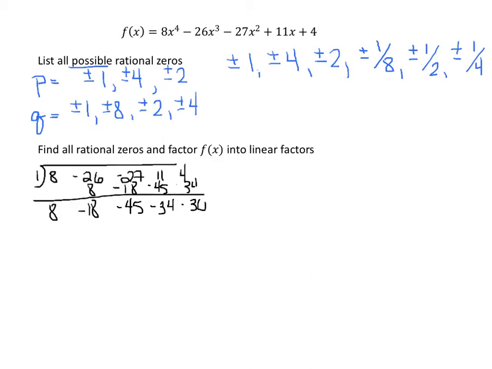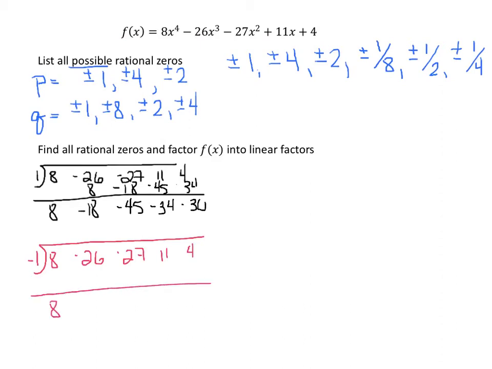So we now know that 1 is not a rational zero. Try negative 1. Success. Negative 1 is a zero. So we'll say x plus 1, that's a zero.